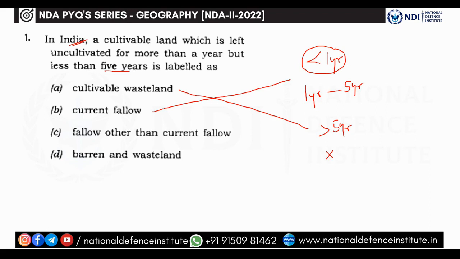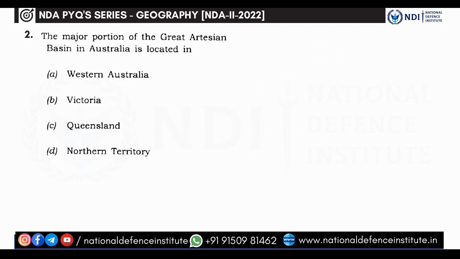The answer for this one will be fallow other than the current fallow land. These are the lands which are within the 1 to 5 year range, and barren and wasteland are not at all useful for cultivation, like residual lands of mining or quarrying activity. So this question is quite static, a direct question. So the answer for this will be option C. Let's see the next question.